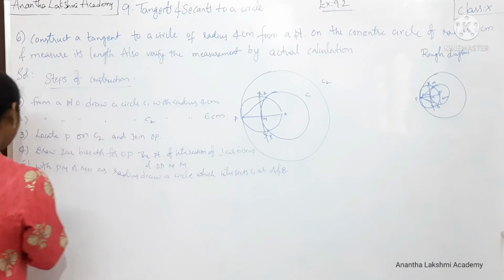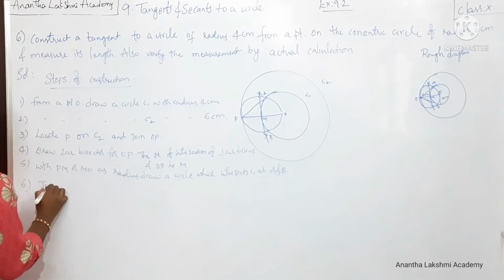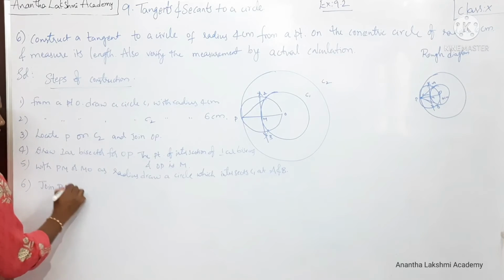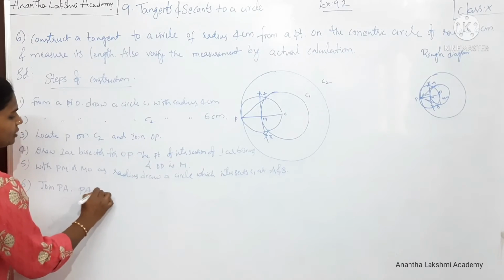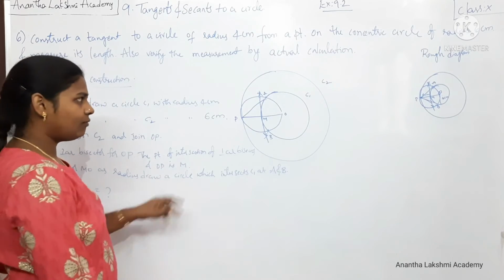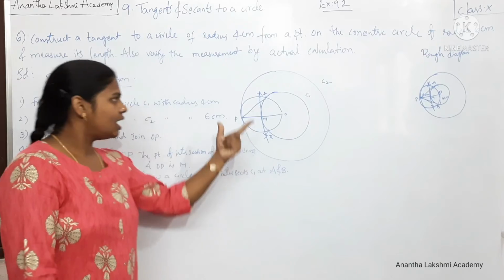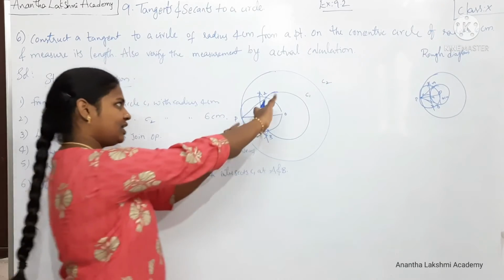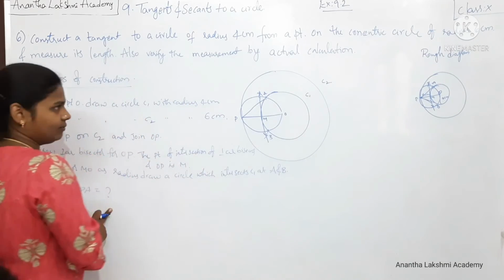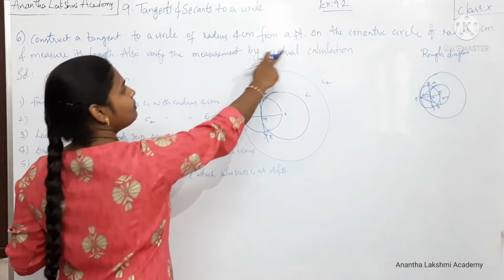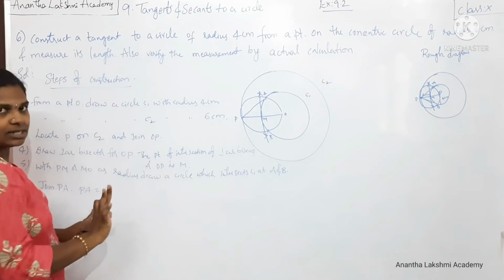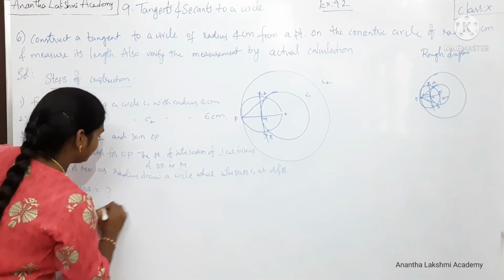Alright, join PA and write PA is equal to however much you get. Once the construction part is done, however much PA you got by measuring it with the scale, just write it down here. And verify the measurement by actual calculation. PA, that is done. Verification, Pythagoras theorem.